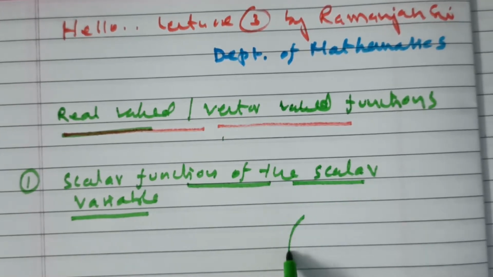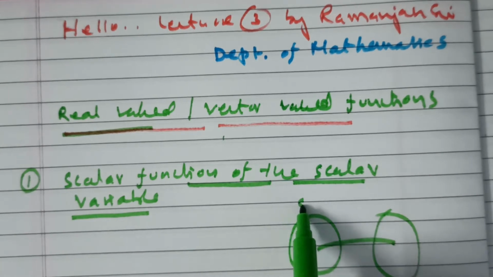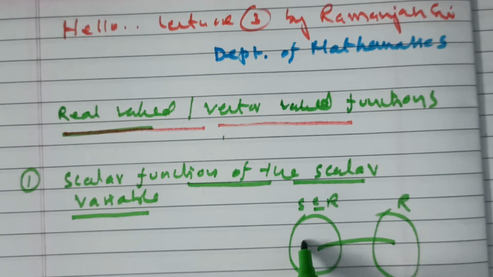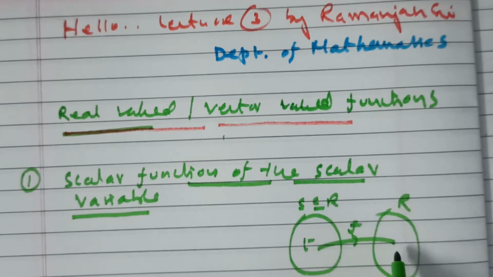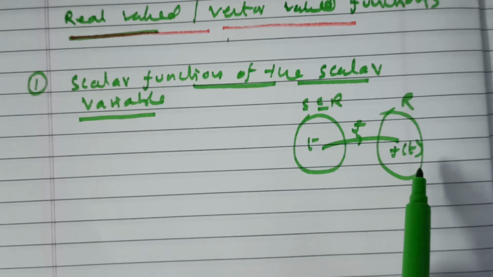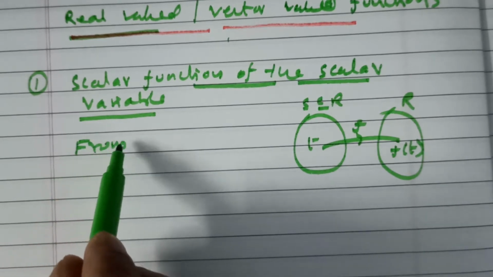So I will take the two sets and I can define a function between the two sets, S, which is a subset of R, and this is R. Now t belongs to S, and here the relation is f, so that in the range f of t. So f of t is a scalar function of the scalar variable t.